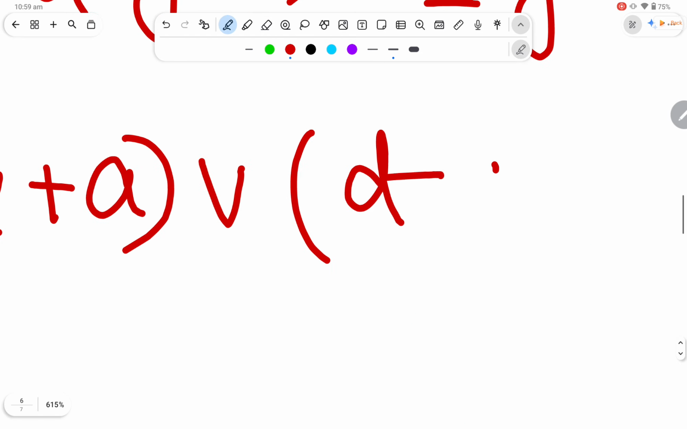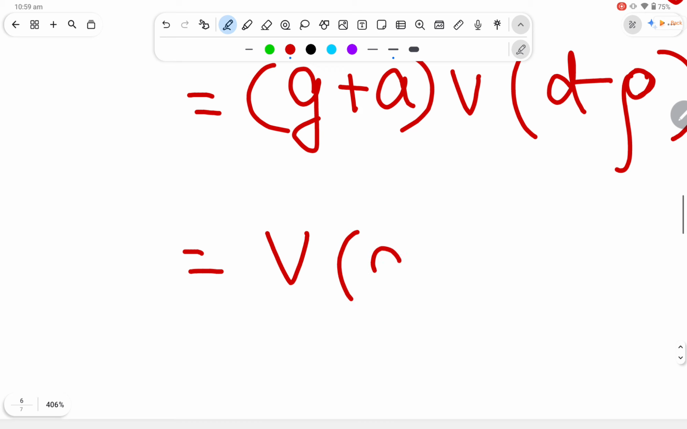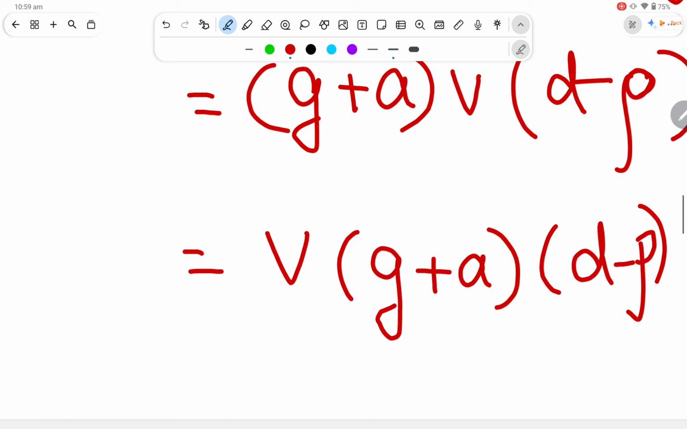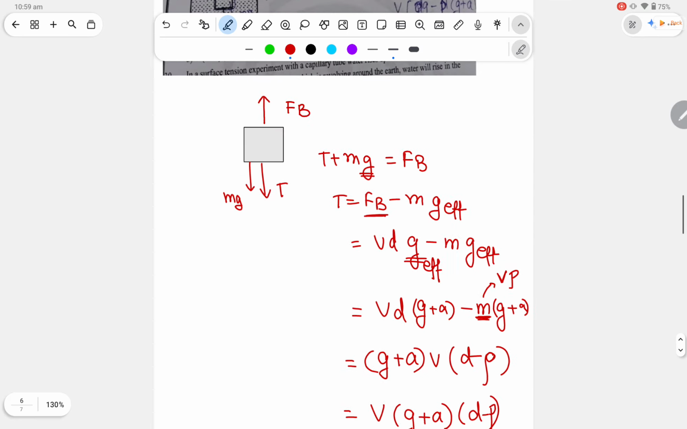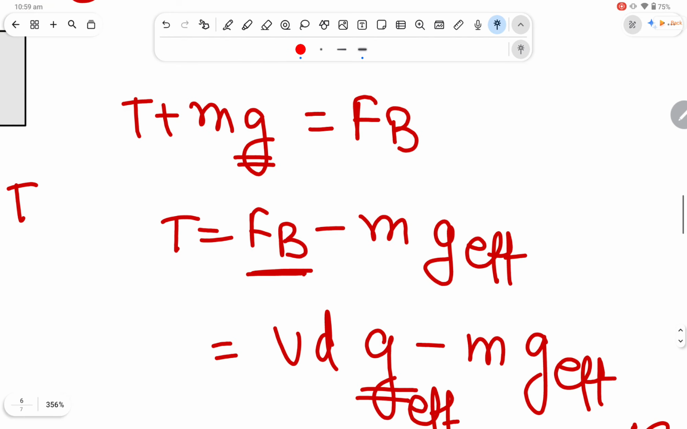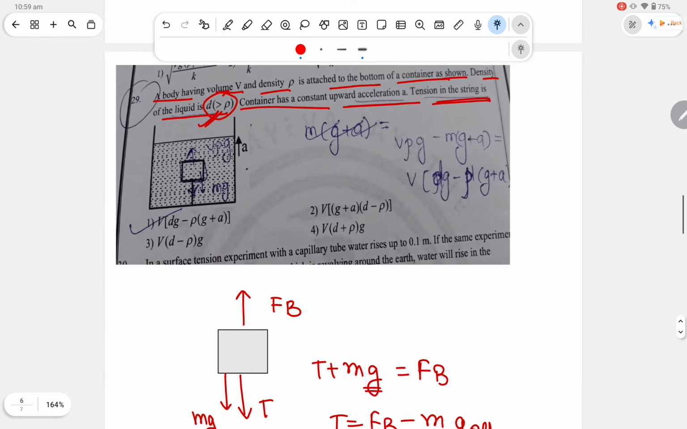Now it will be d minus rho, because the density of the liquid is rho. So V into g plus a into d minus rho. This question is as simple as that. I again repeat my point, you have to take g effective instead of g. Then you will be able to crack this question very easily.